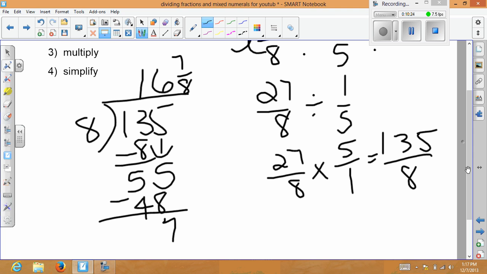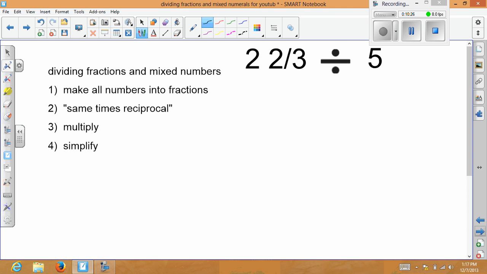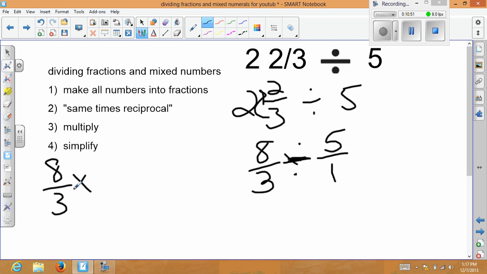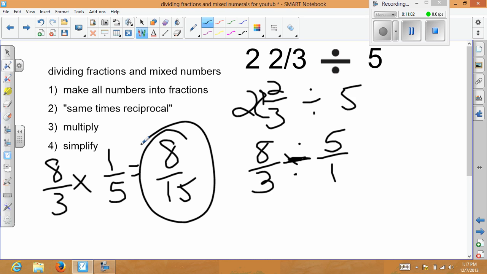Okay. Question 2. Please copy and now pause. So 2 2/3 divided by 5 is 8 over 3. 3 times 2 is 6, plus 2 more is 8, divided by 5 over 1. Same times reciprocal. 8 over 3 times 1 over 5. Multiply. 8 times 1 is 8. 3 times 5 is 15. And simplify. 8/15 cannot be simplified, so I am done.